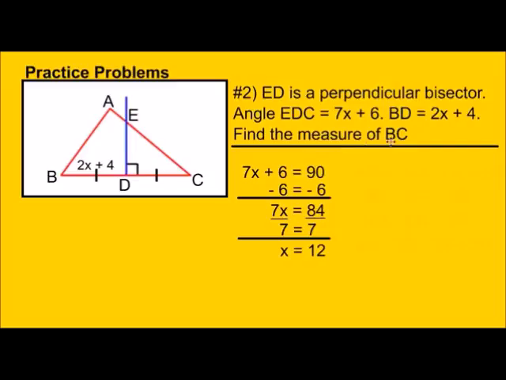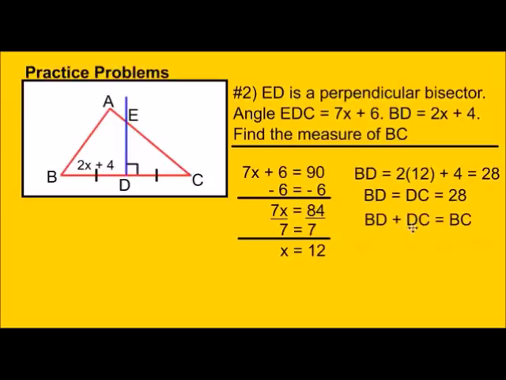But again, we want to find the measure of BC. Well, now that I know what x is, I can go plug it in. BD is going to be 2 times 12, which is 24, plus 4 is 28. And if this side is congruent to this side, then DC is also going to be 28. And if I'm looking for the whole thing, BC, I'm going to take this piece, 28, and add it to this piece, 28. So BD plus DC is going to give me BC. So the whole thing is 28 plus 28, which equals 56.